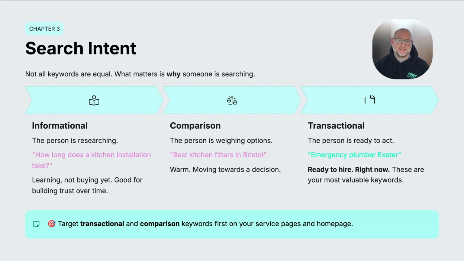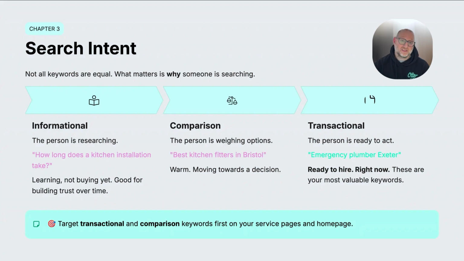Informational intent is when the person is researching. They want to learn something. How does a combi boiler work? What is SEO? How long does a kitchen installation take? These types of searches are people not ready to buy. They're in the early stages of understanding a topic or a problem. Content that answers these questions builds awareness for your business and trust, but it converts slowly.